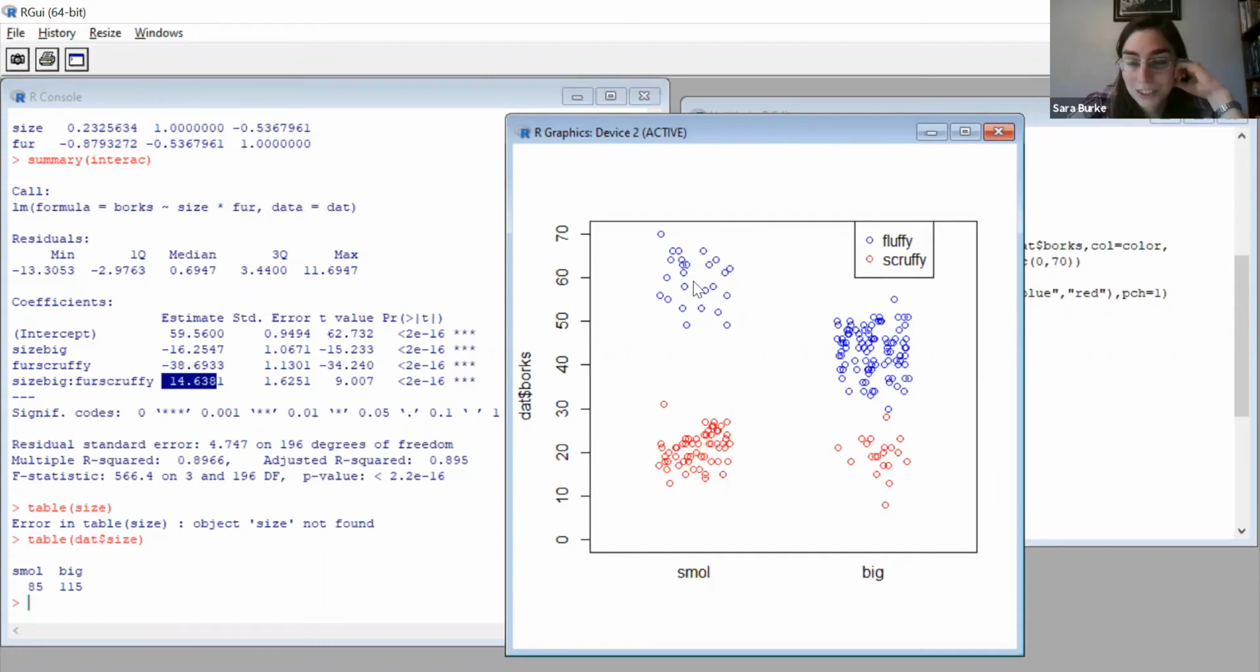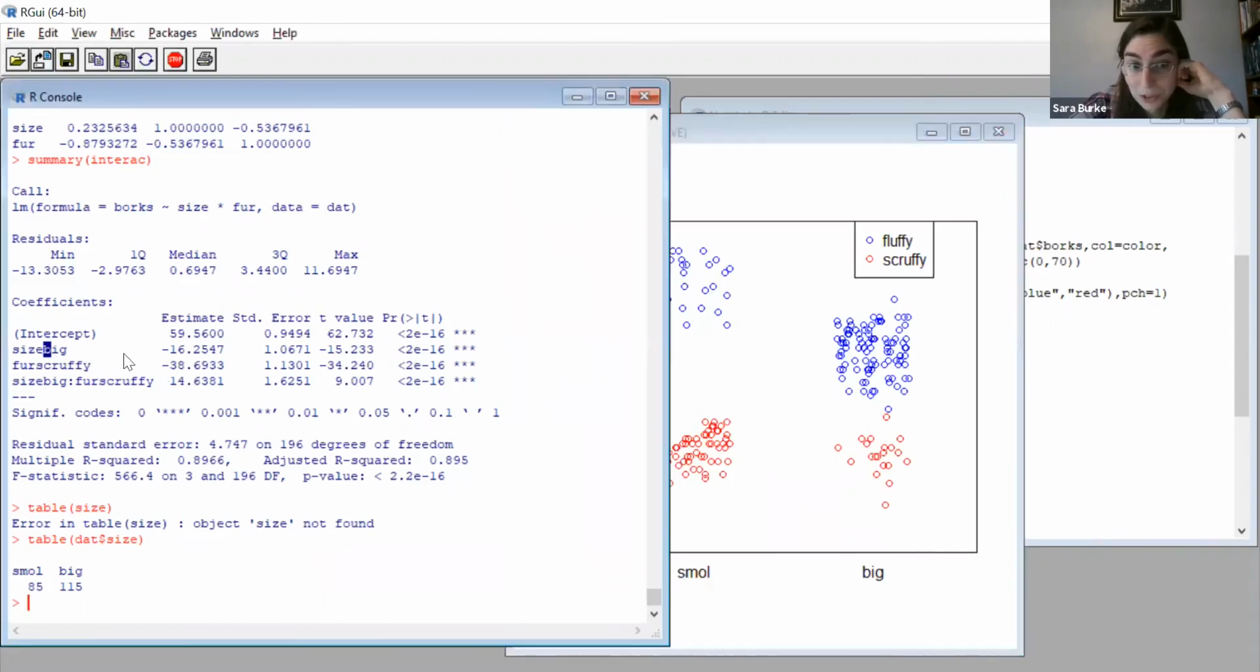Suppose I'm using small fluffy dogs as my reference category, and I've already learned that the big dogs are 16 points lower within the fluffy category. So this blue cluster is down 16 from where I'm at, and this red cluster over here is down 39. In other words, to get from small fluffy to small scruffy, I need to go down 39. So from my reference category of small fluffy dogs, scruffy appears to bring me down 39, and big appears to bring me down 16. That was these two terms, right?